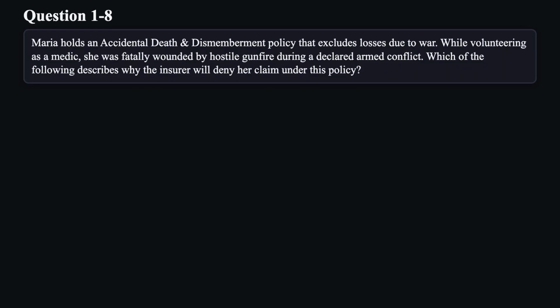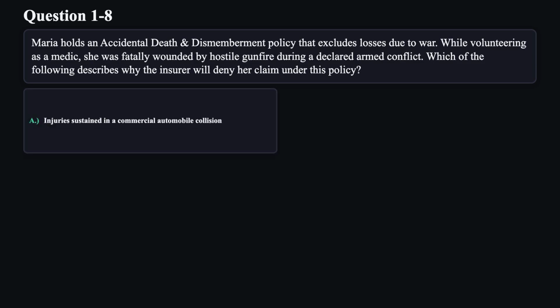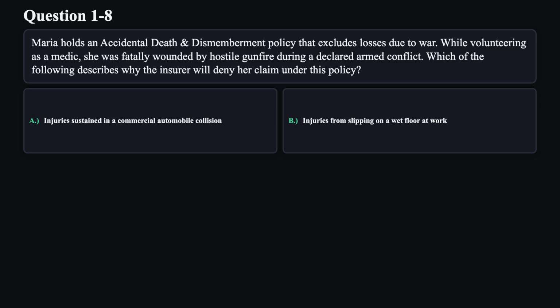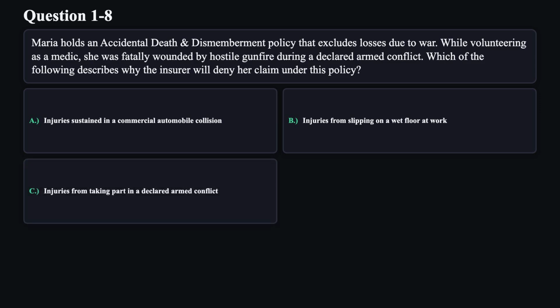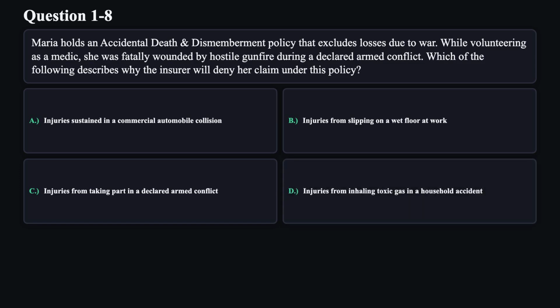Question 8. Maria holds an accidental death and dismemberment policy that excludes losses due to war. While volunteering as a medic, she was fatally wounded by hostile gunfire during a declared armed conflict. Which of the following describes why the insurer will deny her claim under this policy? A. Injuries sustained in a commercial automobile collision. B. Injuries from slipping on a wet floor at work. C. Injuries from taking part in a declared armed conflict. D. Injuries from inhaling toxic gas in a household accident.